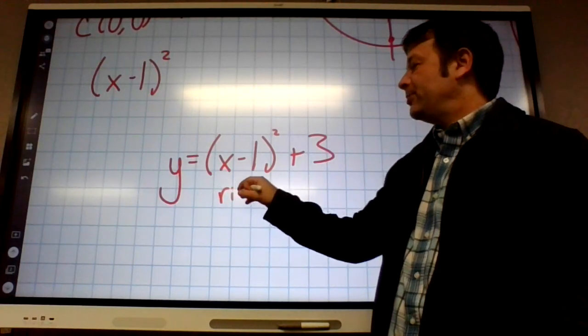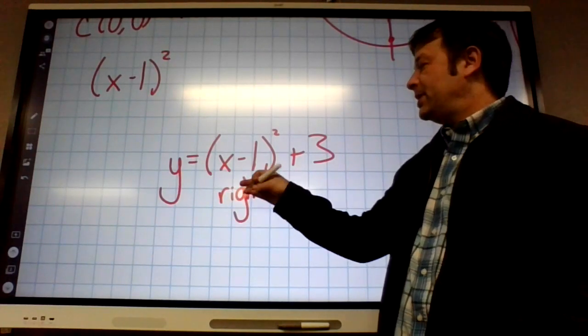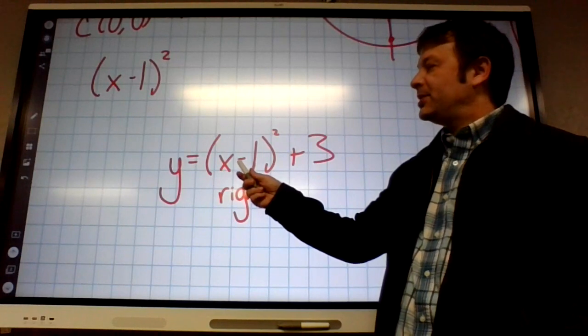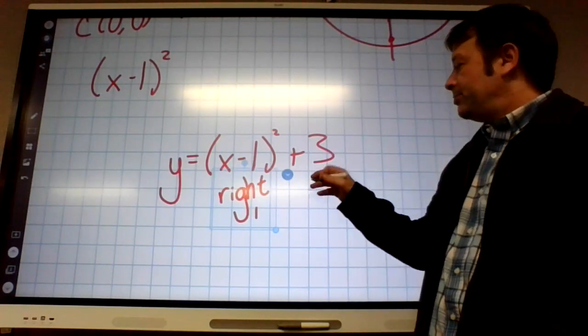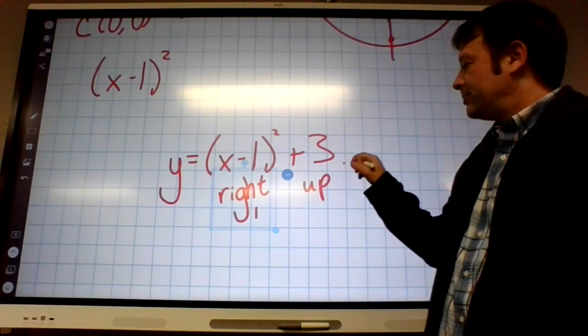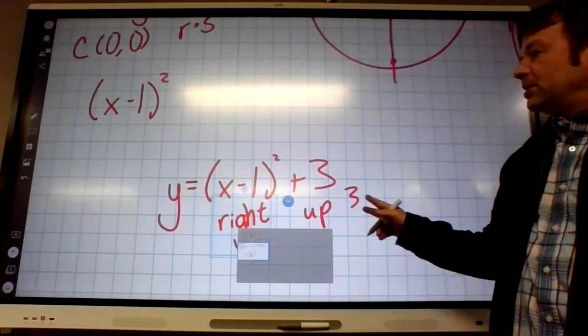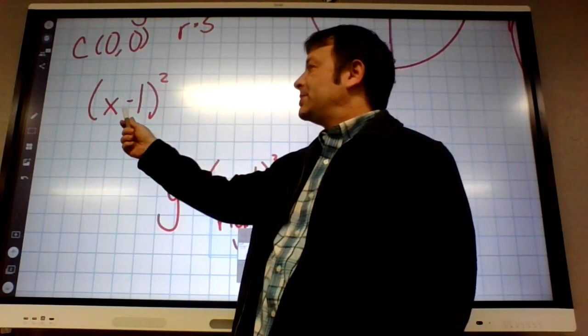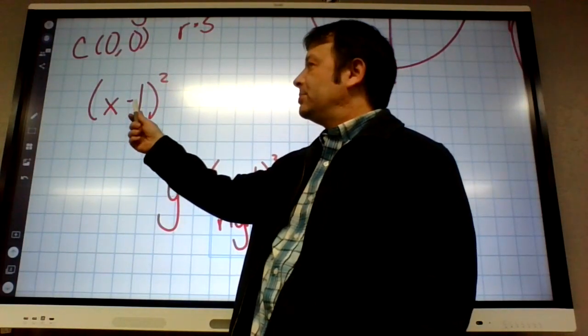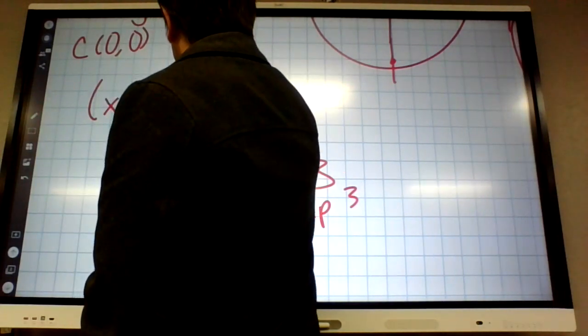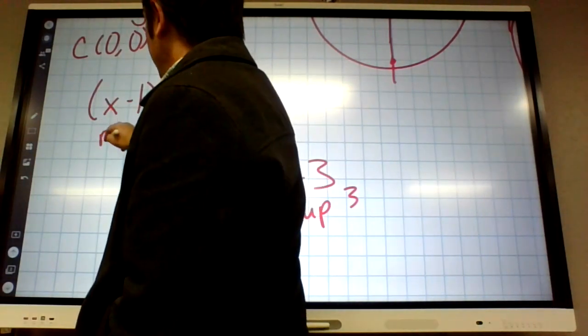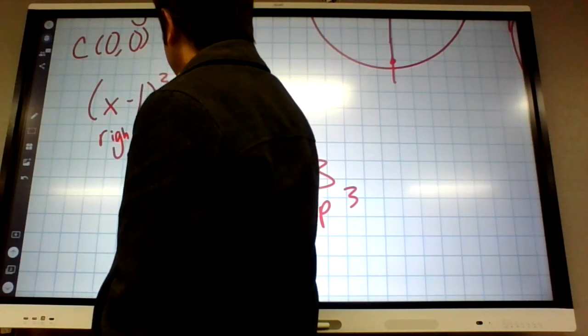This moved it right 1. So when it's directly on the x, it affects the right-left motion, but it does the opposite. So minus 1 actually moves it right 1. And the plus 3 moves it up 3. So what's this going to do to the circle? Right one. So it's kind of the opposite.